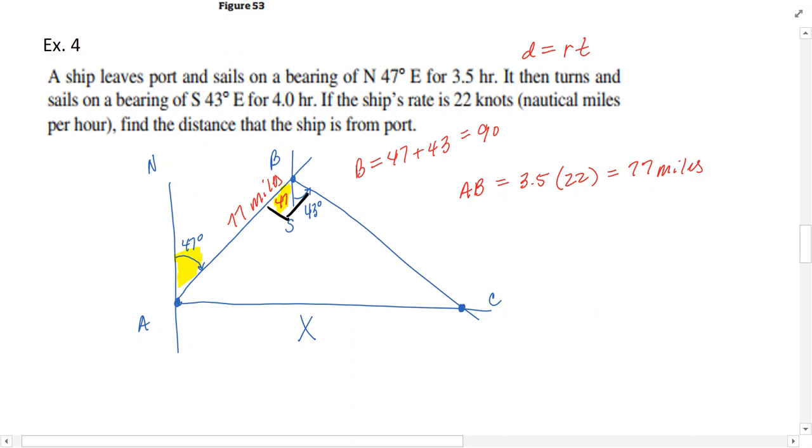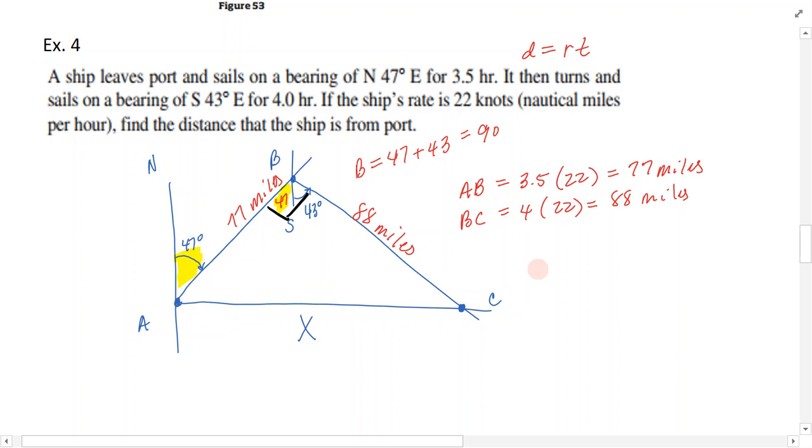Now, how far was it that I traveled from B to C? From B to C, I know that we traveled for 4 hours at, again, a rate of 22 knots. Therefore, we would have traveled a distance of 88 miles. So here we have 88 miles. Now, because we know that this is a right triangle, I don't have to do any trigonometry. All I have to do is use the Pythagorean theorem to find the hypotenuse here.